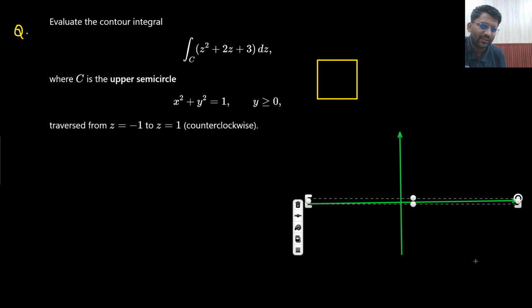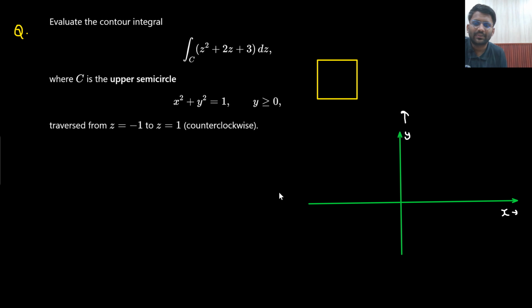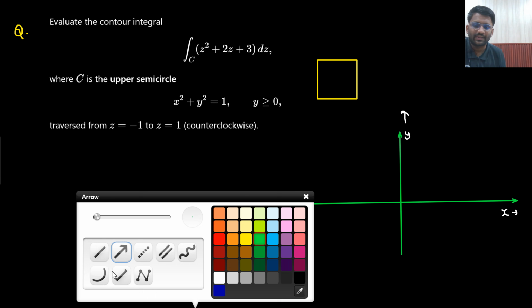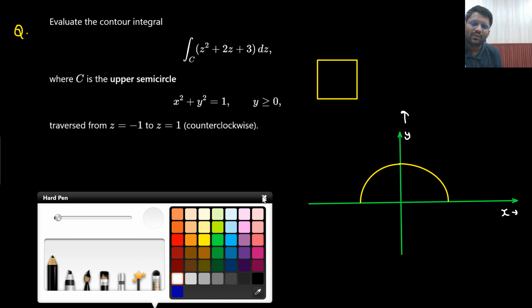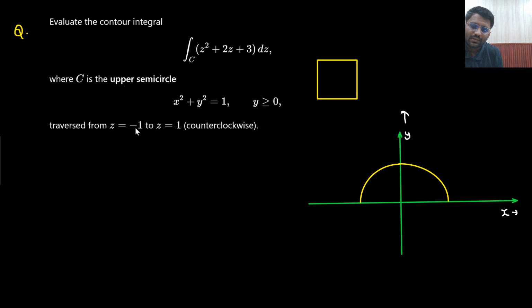So what is your contour C? In the xy plane, it is the upper hemicircle with y greater than 0. The upper hemicircle will look somewhat like this. And what do they mean that it is going from z equals minus 1 to z equals plus 1? In brackets they are writing counterclockwise. It is not counterclockwise, it is clockwise.